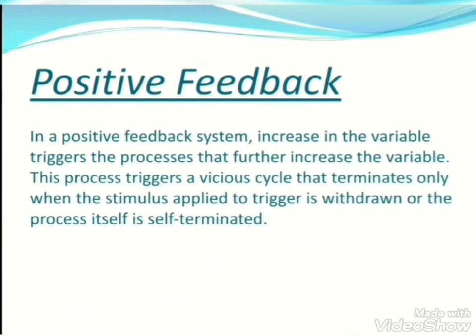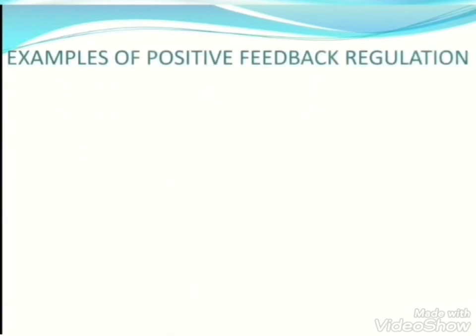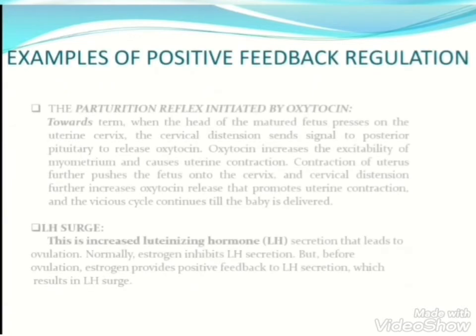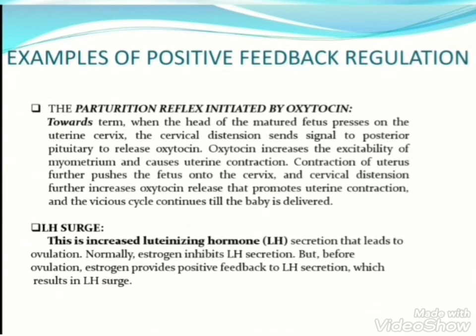Next, positive feedback. In this, an increase in a variable triggers a process that increases the variable further. This forms a vicious cycle that terminates only when the applied stimulus is withdrawn. Next, examples of positive feedback regulation: the parturition reflex initiated by oxytocin, and the LH surge.